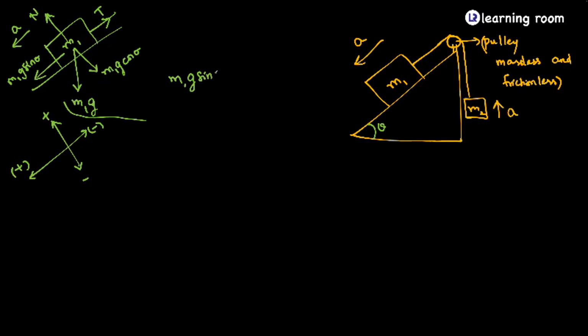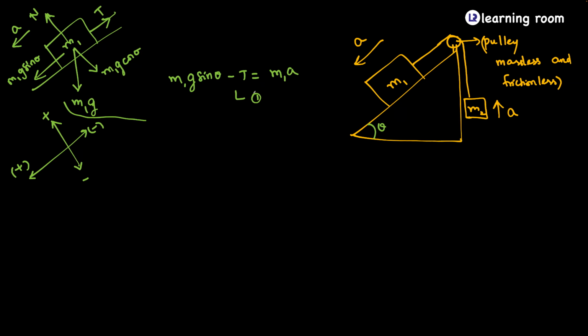M1g sin theta should be greater than T. So M1g sin theta minus T is equal to M1a. Is it right? According to Newton's second law, the net force acting in this direction should be equal to mass times acceleration. What is the net force? M1g sin theta minus T is equal to M1a. So this will be the first equation.